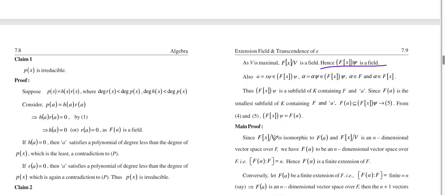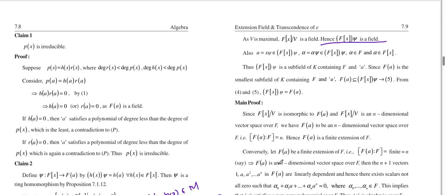Now since F[x] mod V is isomorphic to F(A), and F[x] mod V is an n-dimensional vector space over F, we have F(A) to be an n-dimensional vector space over F. So F[x] mod V is isomorphic to this, and this we know to be n-dimensional, so you need to have F(A) to be n-dimensional. Mathematically this is how we represent the degree of F(A) over F is n. Hence F(A) is a finite extension.